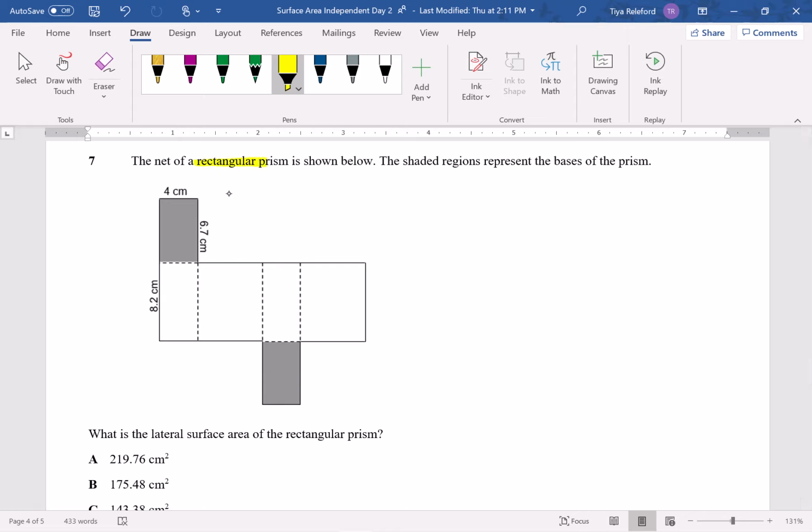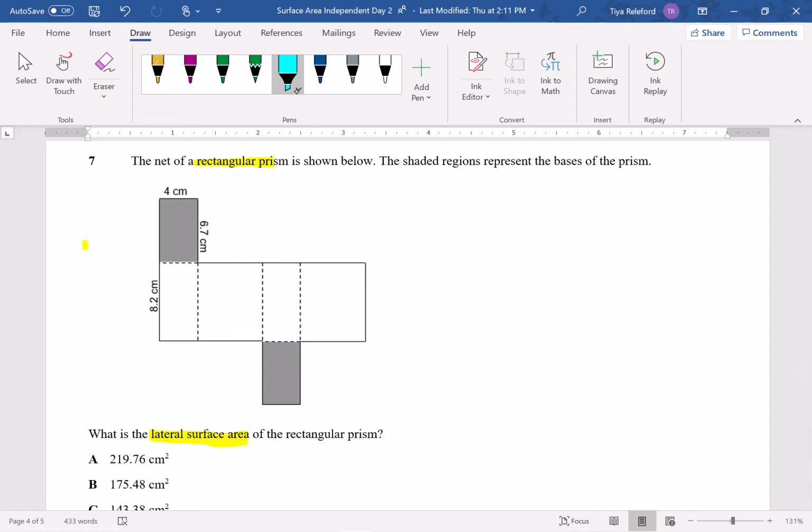The net of a rectangular prism is shown below. The shaded region represents the bases of the prism. What is the lateral surface area of the rectangular prism? You are only finding area of these rectangles right here. Now you can do it as one big rectangle, or you could do it as 4 small rectangles. It doesn't matter. If it were me, I would do it as 4 small rectangles.